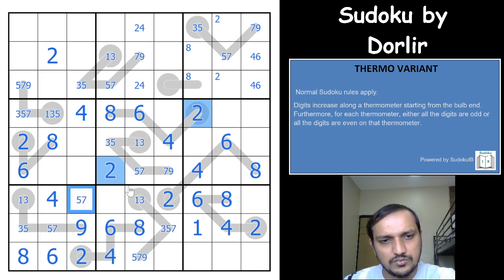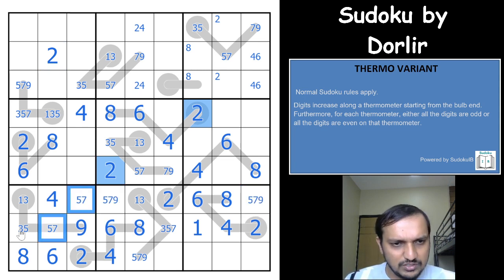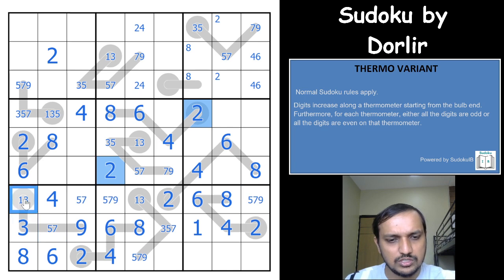Nine. This is 5 7. 5 7 and 9. You have a 5 7 pair here. So that gives you a 3 and a 1. This cannot be a 3. So this cannot be a 5.